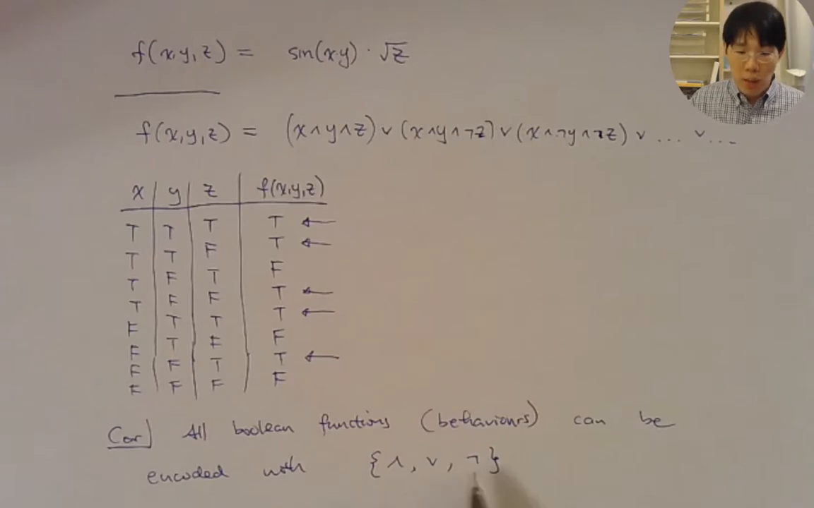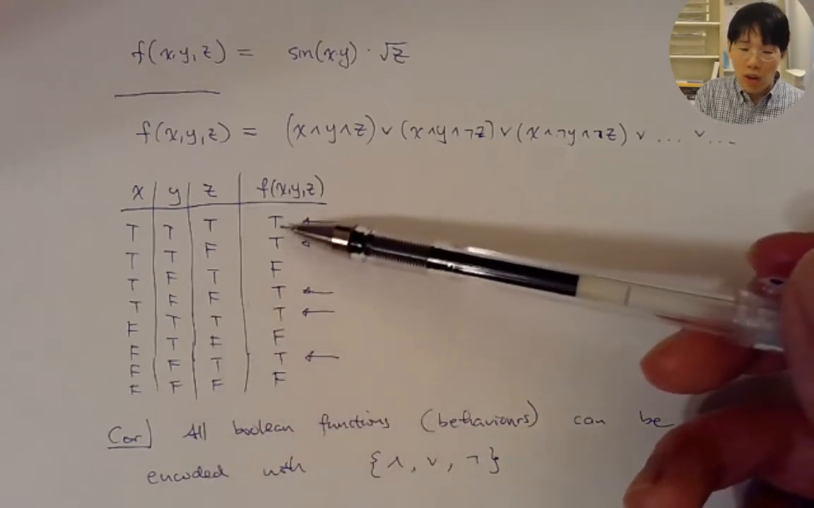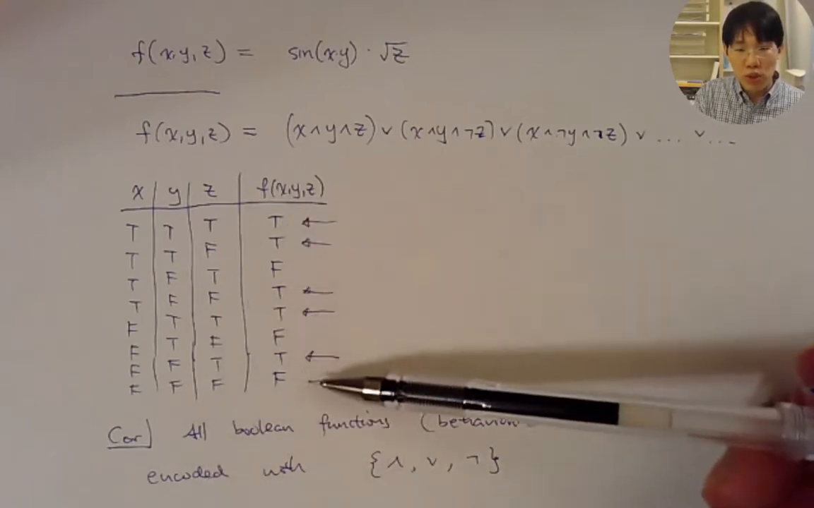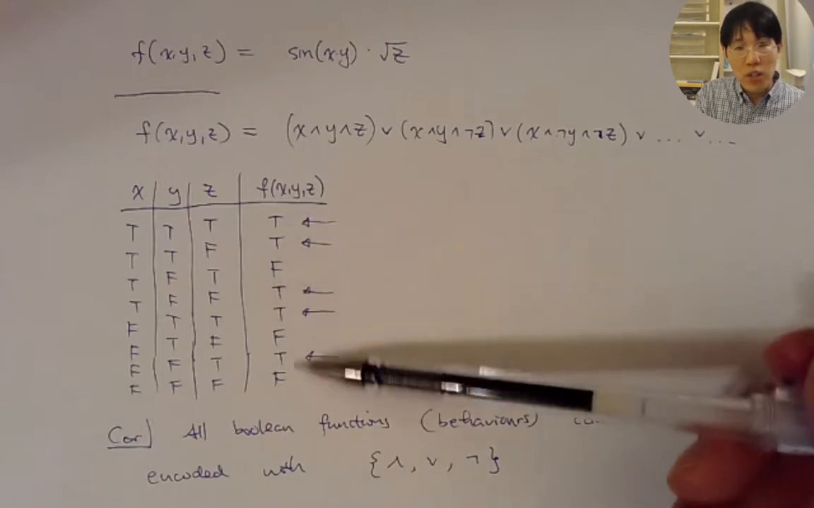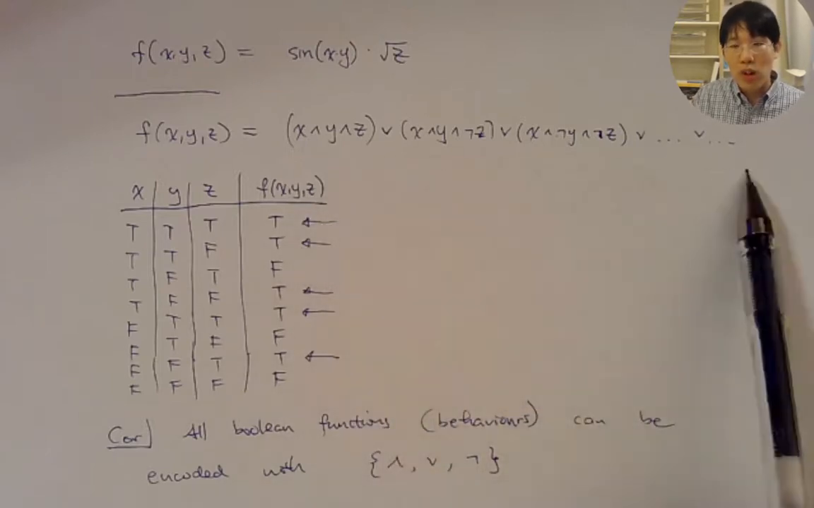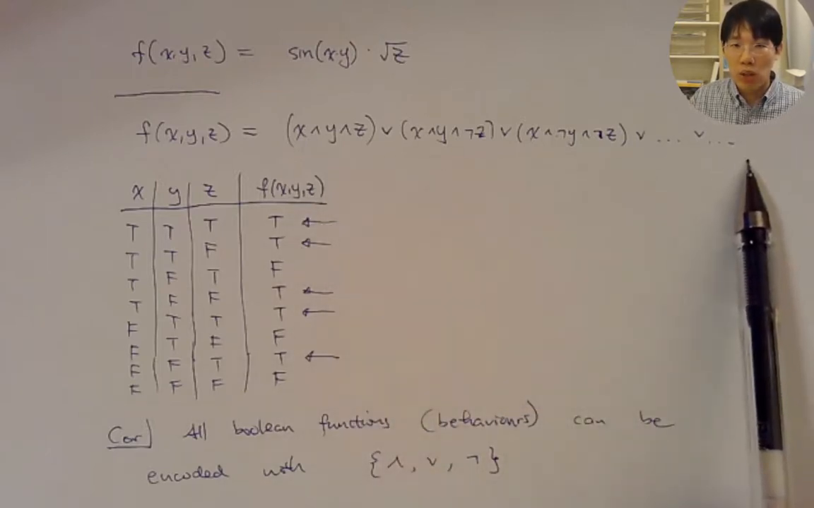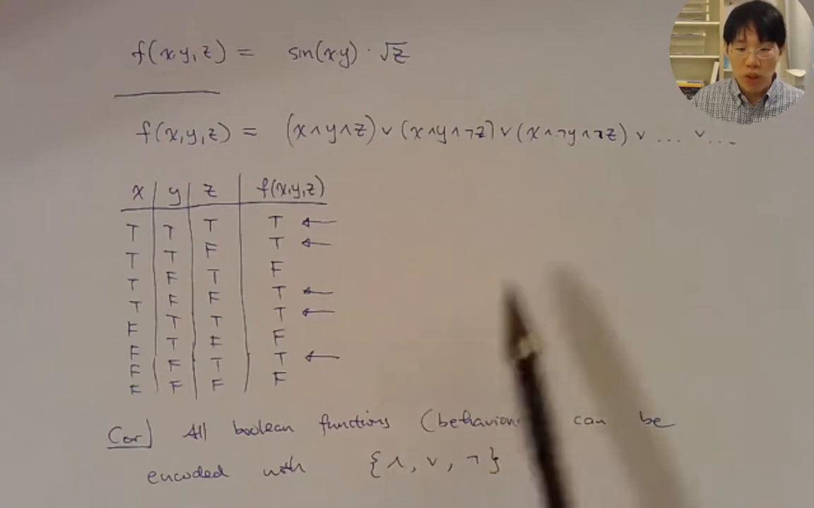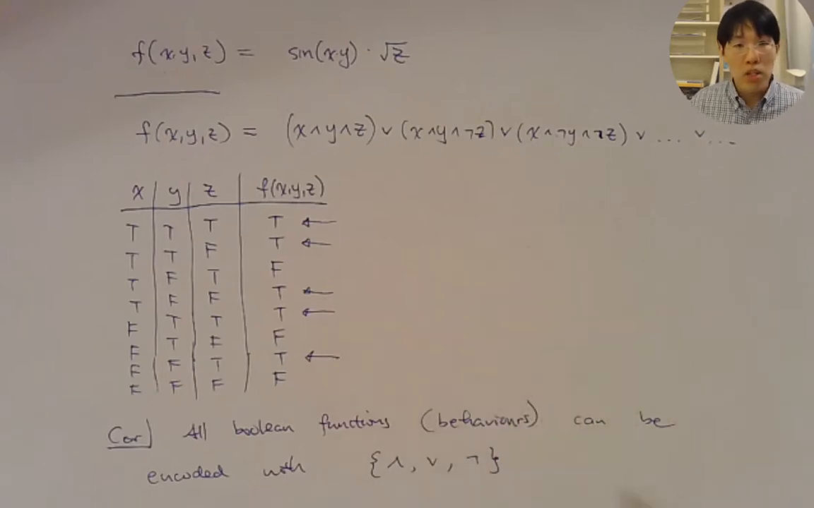Using these 3 binary operators, you can form things like this and then encode any truth table you want, no matter what. I didn't have to do true, true, false, true, true, false, true, false. I could have given you any sequence of trues and falses, and you could have written this expression out. So anything can be written with just these things. And what that means is anything we can compute using a computer can be encoded just using these 3 operators: and, or, and not.